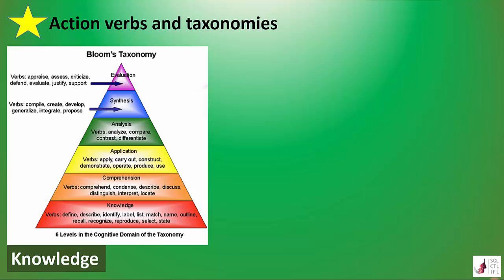So when we are formulating an outcome and we want students simply to list information, then you'll see on the knowledge level, right at the bottom, one of the action verbs we could use is list. As the levels become more complex, you'll see at the top level where it says evaluation, we might want students to justify an answer or evaluate a piece of work.